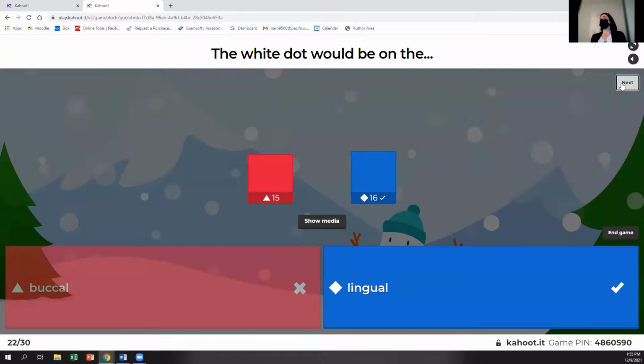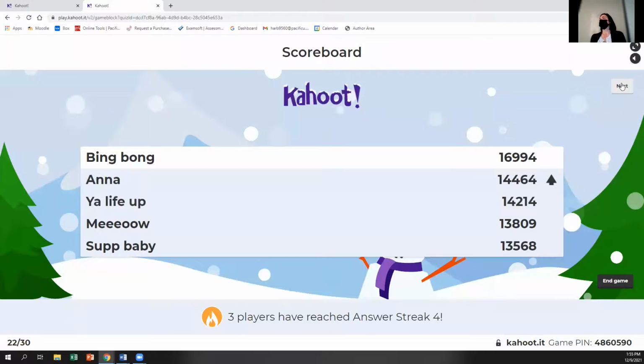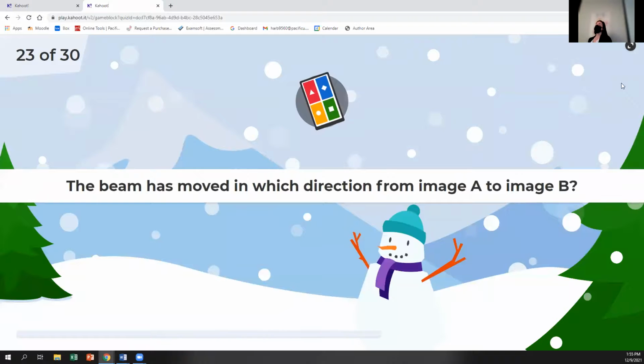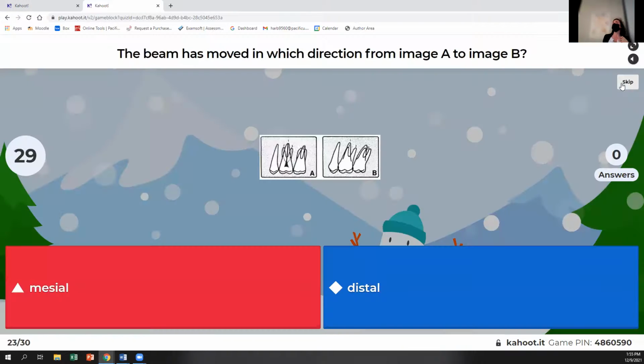Okay. Everybody's just like, okay, the beam has moved. Seven more questions. The beam has, oh, I did it again. How many buccal object rule questions did I put on this thing?